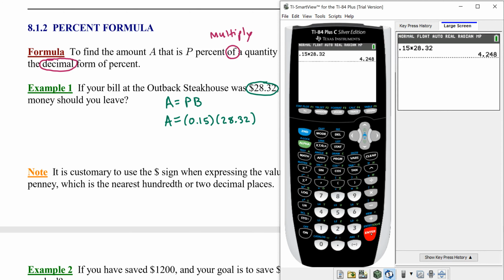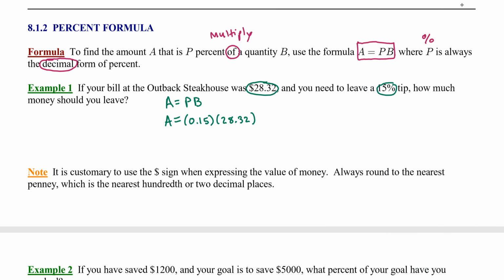Now remember, we're dealing with money. Money is measured in dollars and cents. So we need to round this to the nearest penny. So we'll round this to 4.25. So the amount of tip that we should leave is $4.25. Remember, it is customary to use the dollar sign when expressing the value of money, and always round to the nearest penny, which is the nearest hundredth or 2 decimal places.